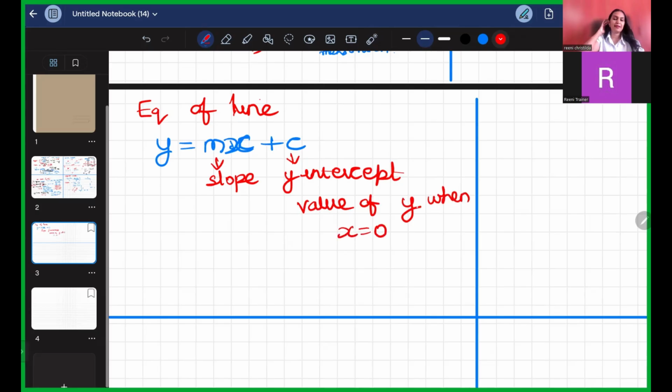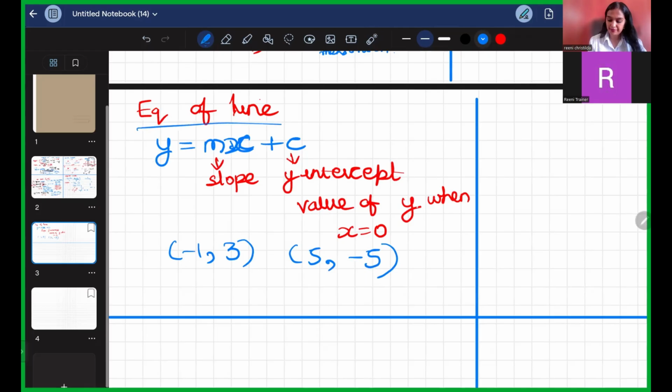They'll ask you real life applications. So say you have 2 points, (-1, 3) and (5, -5). How will you write the equation of this line in this format?